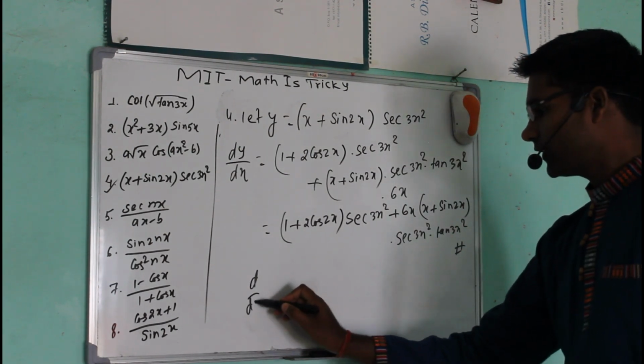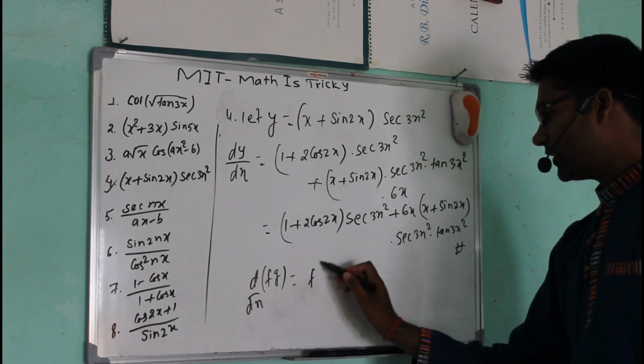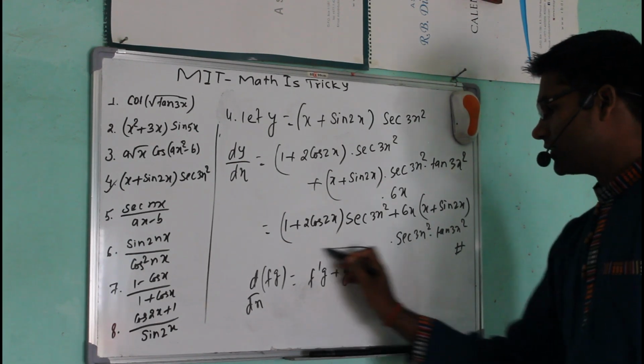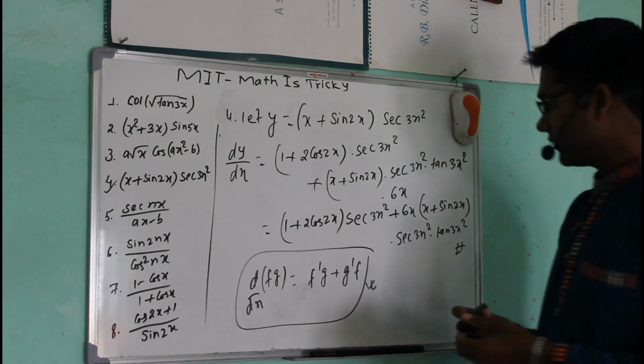Remember what I have used here: derivative d by dx of f into g will be simply f dash g plus g dash f. This is our rule. This is what I have used. Okay, let's move to another question.